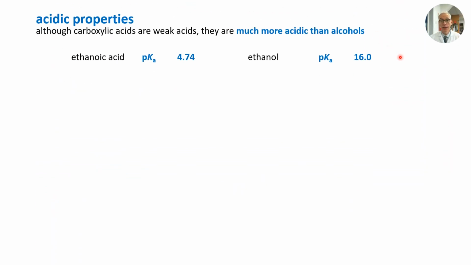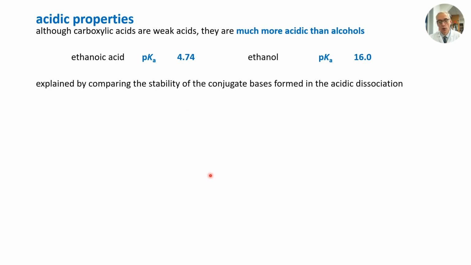If we compare the acidity of carboxylic acids to alcohols through the example of ethanoic acid and ethanol, we can see that the pKa value for ethanoic acid is much lower than that of ethanol, and therefore ethanoic acid is much more acidic. We explain that by comparing the stability of the conjugate bases formed.